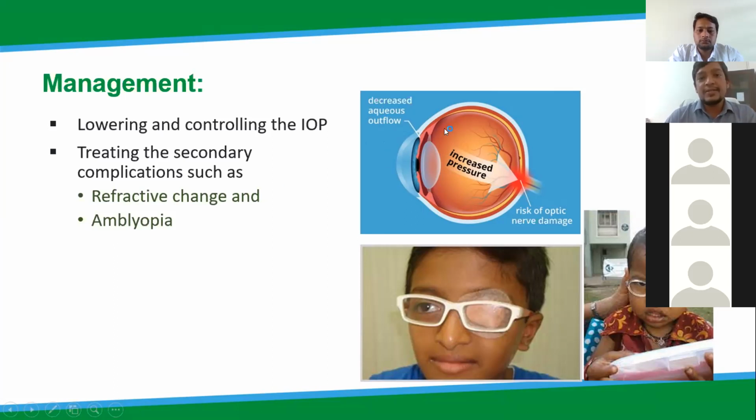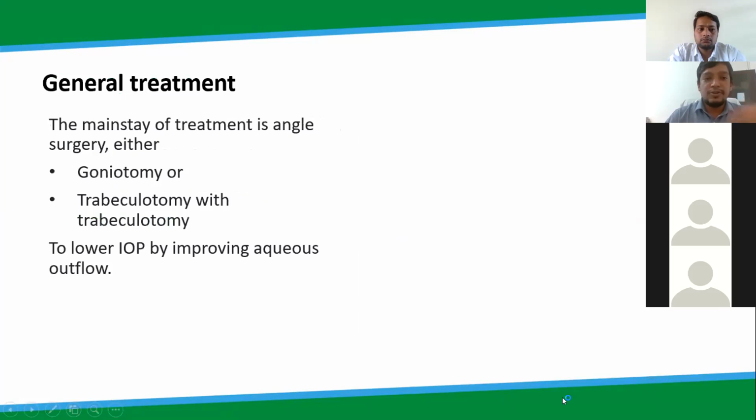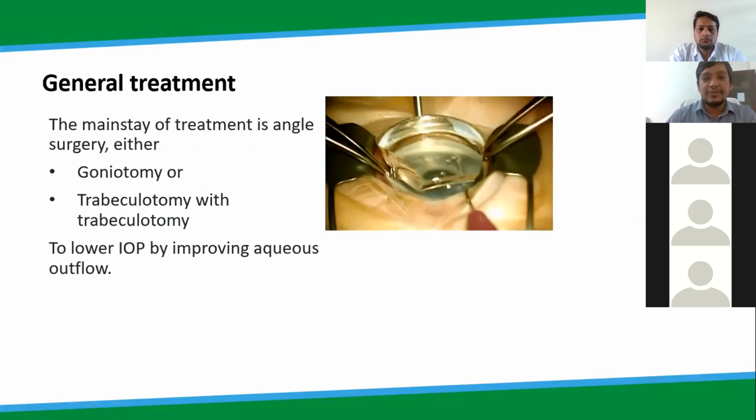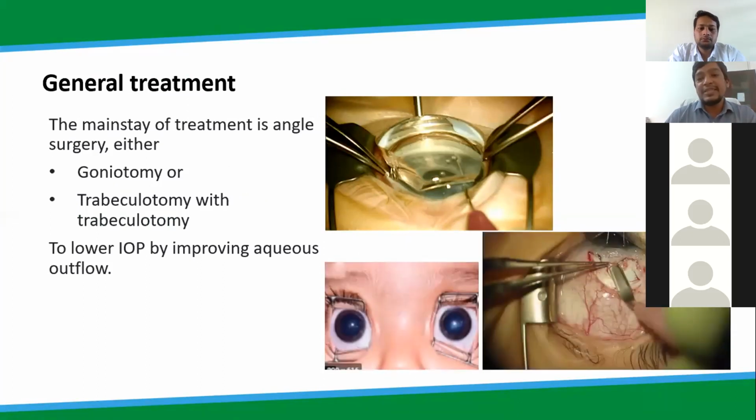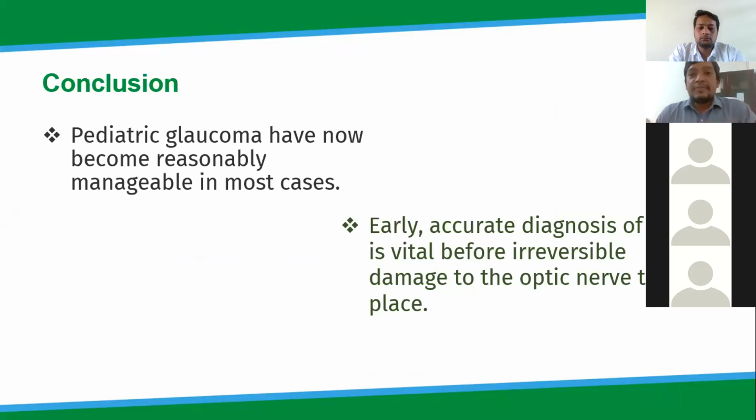Once we manage to control the IOP, then always correct the refractive error, because these are children, and most of the time they have refractive error. If you're not treating that, they will end up in amblyopia, so we need to manage that also. The general treatment for any congenital glaucoma is surgery. In the surgery, basically we do goniotomy or trabeculotomy. I'm not going into detail on this, but this is the surgical process that is normally done to decrease the pressure in children.